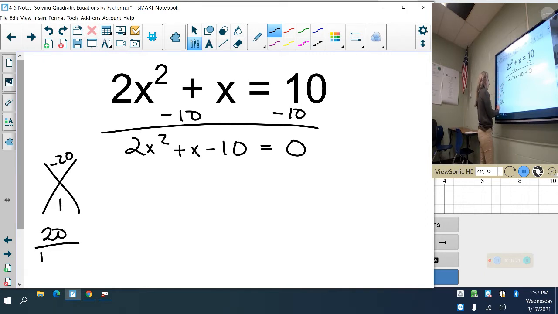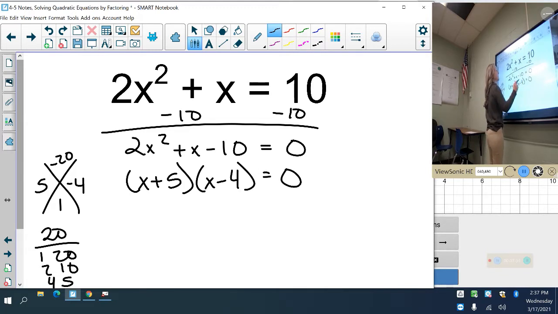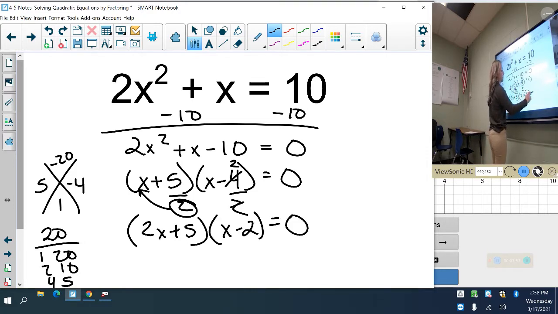Factors of 20 are 1 and 20, 2 and 10, 4 and 5. 4 and 5, so I'd have 5 and negative 4. So I have x plus 5 and x minus 4. And since I have an a value of 2, make sure you divide each by 2 and simplify if possible. 5 over 2 does not simplify, so I'm going to take my 2 and put it out in front of the x. So I have 2x plus 5. 4 over 2 does simplify, so I'm going to simplify that, and I have x minus 2.